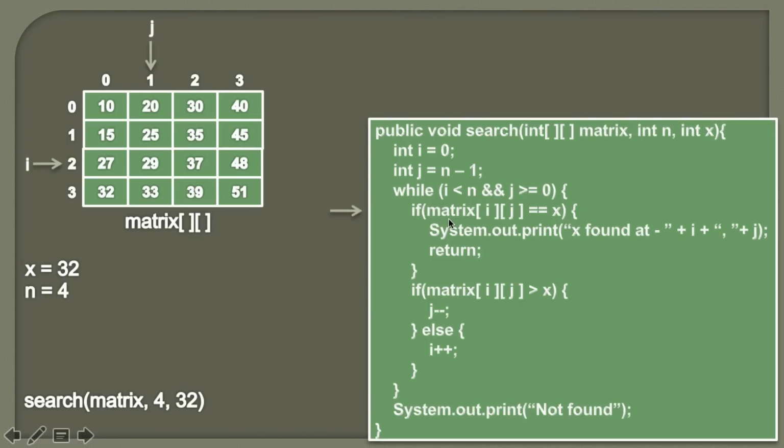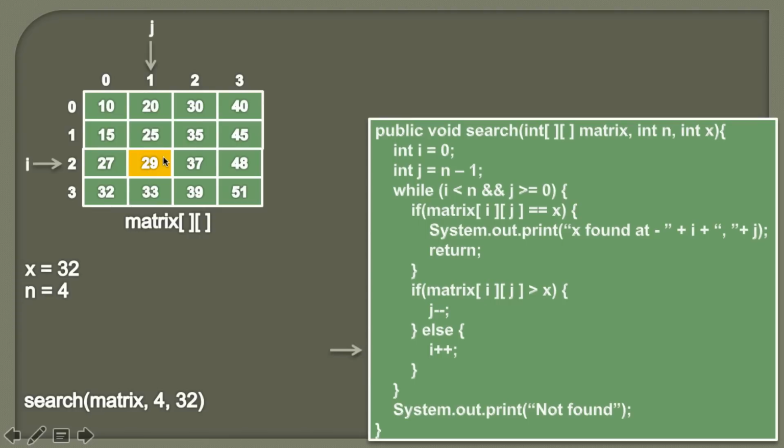We check whether the value of the matrix at i comma j is equal to x or not. So here you can see the value at i comma j, which is nothing but 29, is not equal to 32. Therefore the condition in the if block comes out to be false. And then we simply check whether the value at matrix i comma j is greater than x or not. So here you can see the value at i comma j, which is 29, is less than x, which is 32. Therefore the condition in the if block comes out to be false, and the else part will be executed.